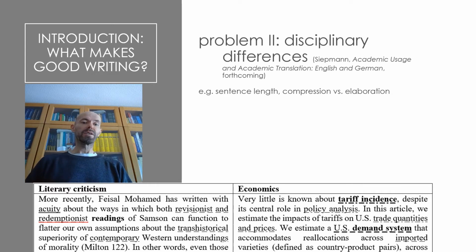Sentences in literary criticism tend to be quite long sometimes, especially towards the end, and there are differences in the way nominals are made. In economics, we tend to find maximal compression. That is, we tend to find very dense noun phrases, whereas in literary criticism, we tend to find very elaborate long sentences.